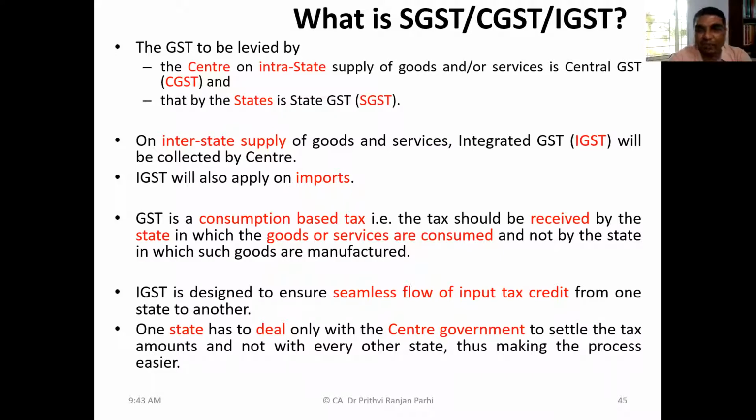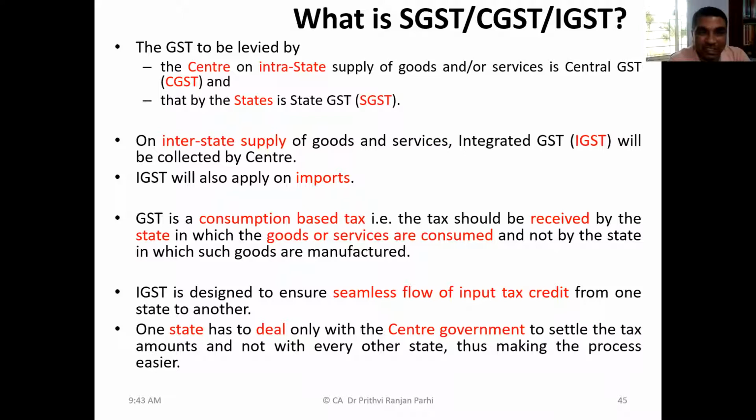And on an interstate supply of goods and services, IGST will be levied. IGST will be collected by the center. This concept you already know. In case of intrastate supply, there are two taxes. One will be levied by the center, the other part will be levied by the state. The tax levied by the center is called CGST, and the tax levied by the state is called SGST. And in case of interstate supply, tax will be collected by the center, and that will be called IGST. And on import of goods and services, what will happen? IGST will be levied on import.